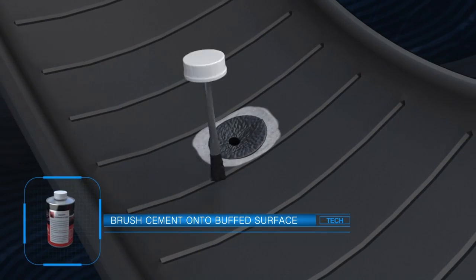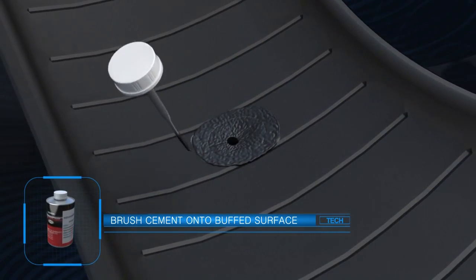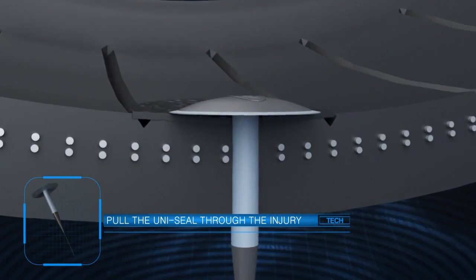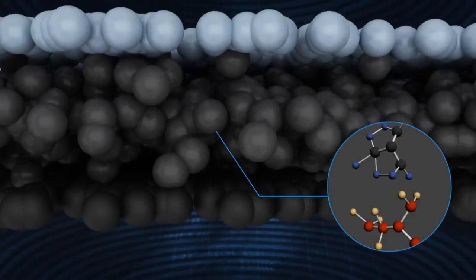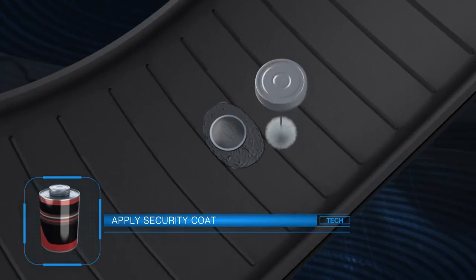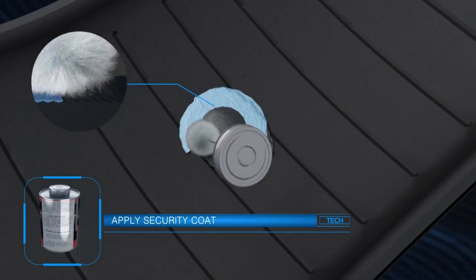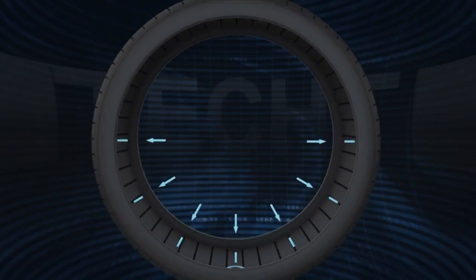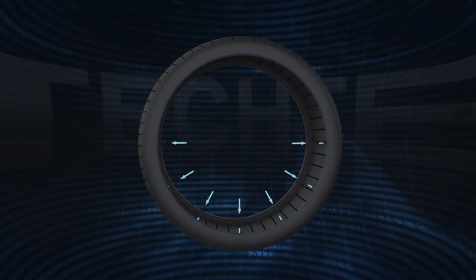Brush a thin coat of cement on the buff surface. After proper dry time, pull the Uni-Seal into the injury and a vulcanization bonding will begin immediately, creating an airtight seal. Apply security coat to all buff surfaces to reseal the inner liner. Now the tire is repaired and fully sealed.